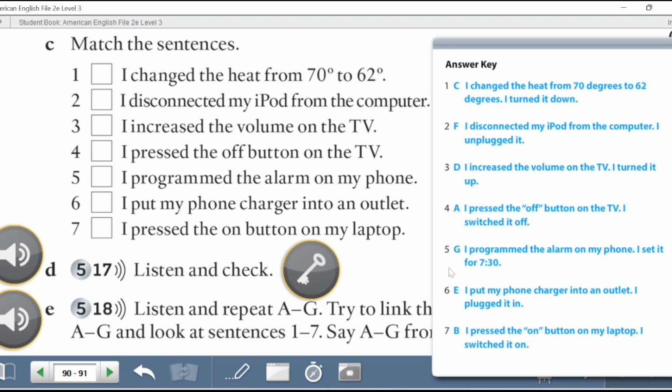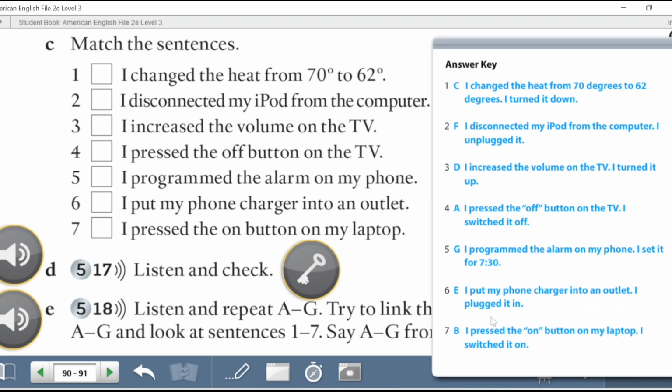خب number 5 هم که خوندیم. number 6 I put my phone charger into an outlet. چیکار کرده؟ زده به شارژ. گفتیم اونجا unplug بود، حالا زدن به شارژ میشه plug. پس plug in unplugging. خب unplugged. و اینجا I put my phone charger into an outlet.